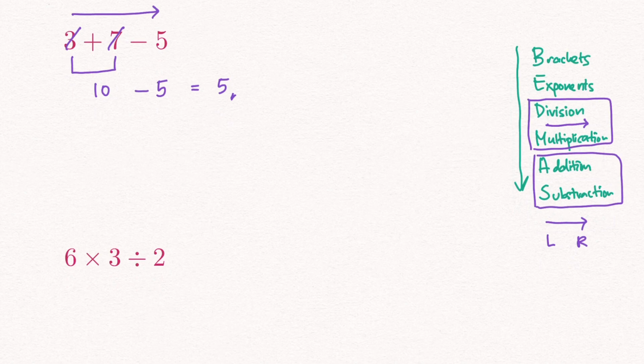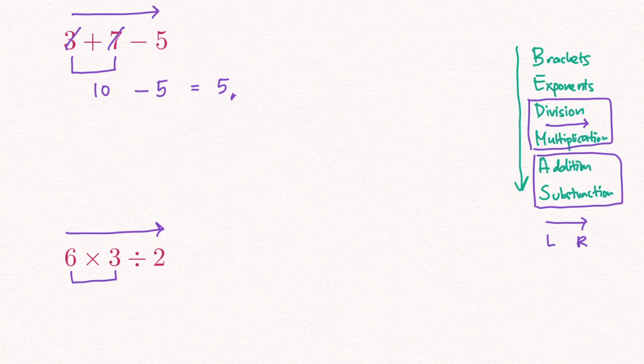In our second question, we have 6 times 3 divided by 2. This expression contains both the multiplication and the division. Going back to our BEDMAS here, we see that D comes before the M. But remember that when you are evaluating and simplifying an expression containing both the division and multiplication, simply go from left to right. So here, we're going to go from left to right.